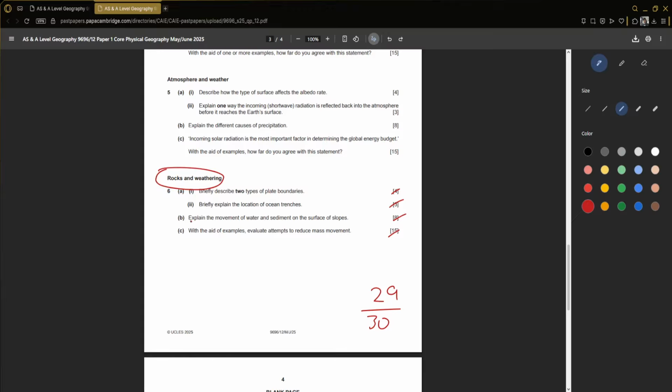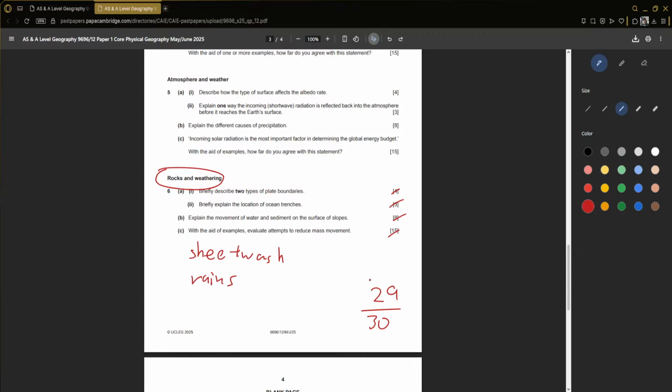For 6B, explain the movements of water and sediments on the surface of slopes. And again, draw diagrams. You can draw so many diagrams for this. In physical geography, you learn 3 things. You learn about sheet wash, you learn about rain splash erosion, and you learn about rills. But in the video where I talked about this, I went further and talked about gullies, which I included in my exam, and that's how I got 8 marks.